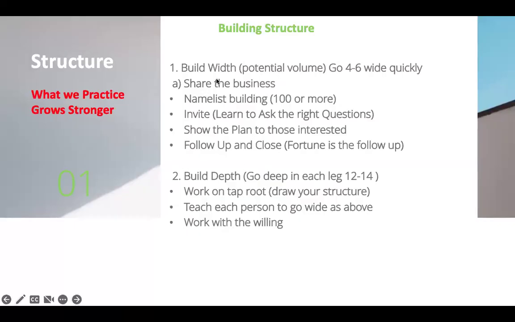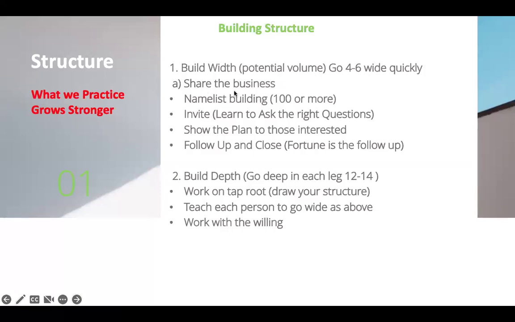The first thing you do is to go 4 to 6 wide quickly. What does that mean? It means that when you start a business, your goal is to sponsor between 4 and 6 people very, very quickly. That is why Neolab has a 3 in 30 program. The idea is to sponsor 3 people in 30 days. If you do that for 2 consecutive months, you're already 6 wide. So build your width as quickly as possible.